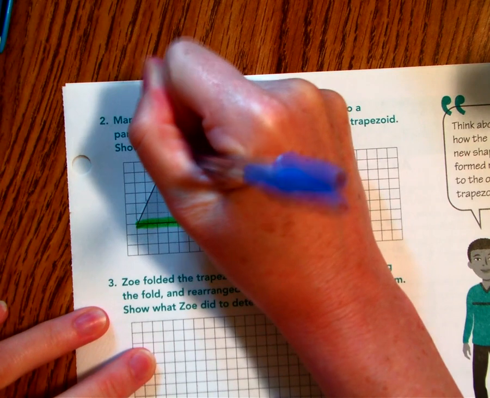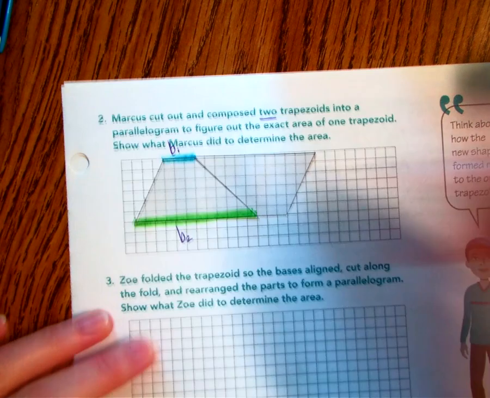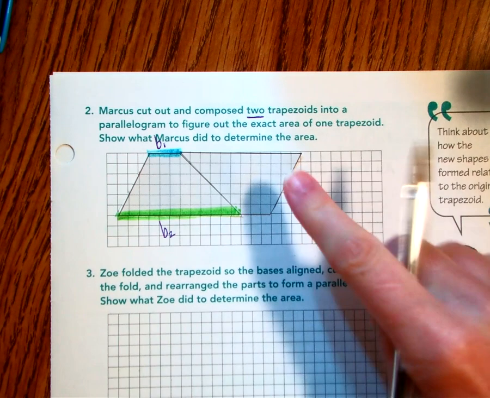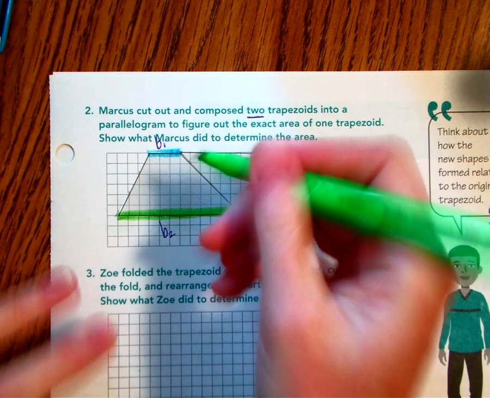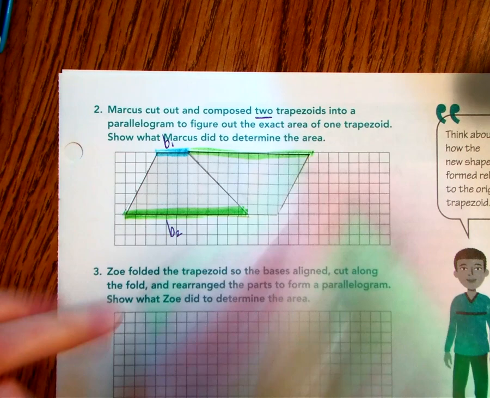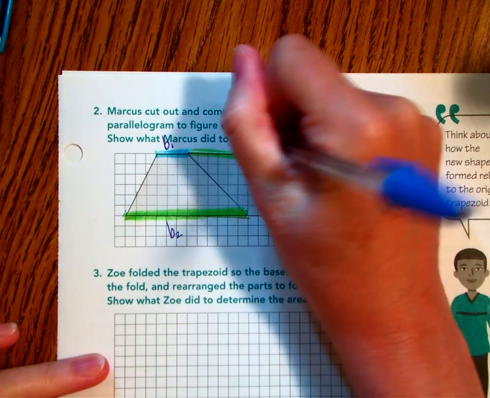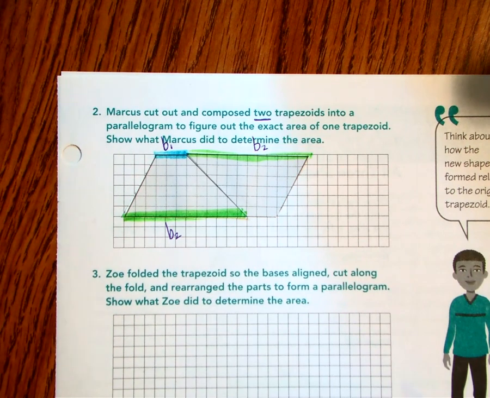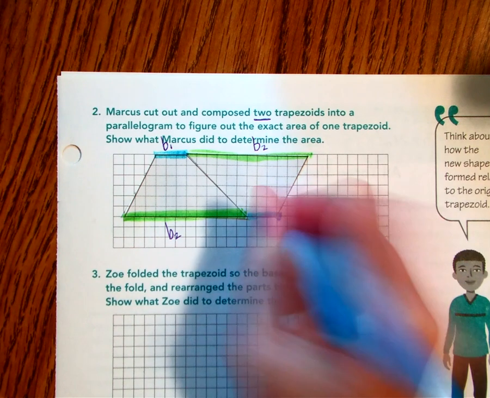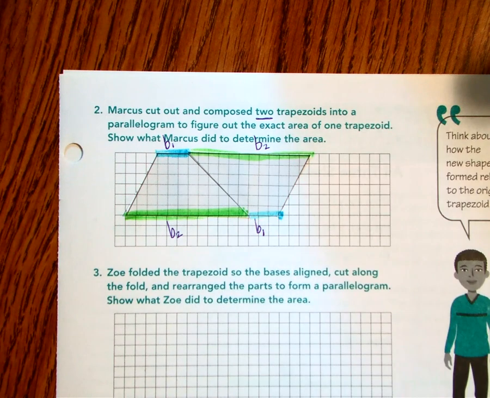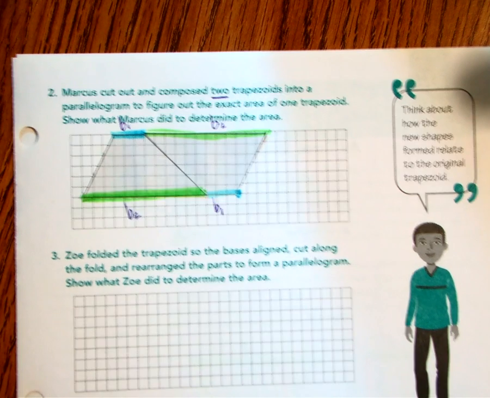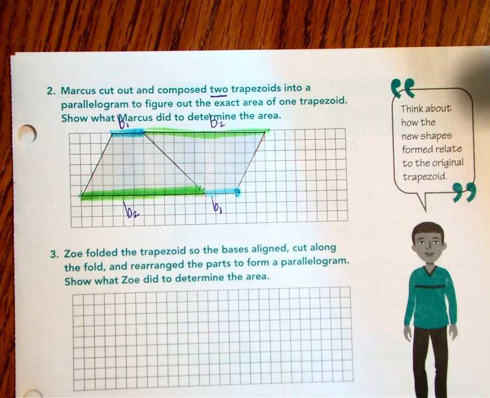Call that guy base 1. Call that guy base 2. That's fine. That means if I duplicate and flip him, this is really base 2, making this guy really base 1. Why do I care? Because I'm trying to prove that the formula for the area of a trapezoid is related to the formula of the area of a parallelogram.